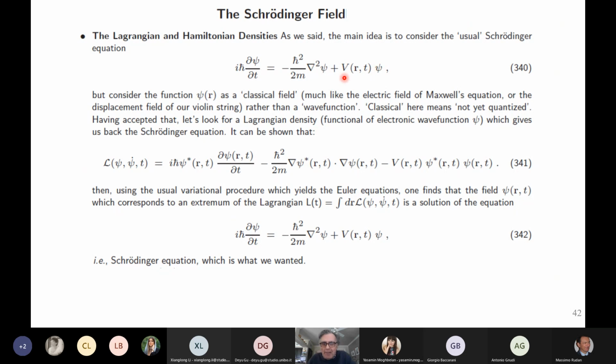Okay, let's forget that. We have to junk everything that we said so far. I will not interpret this as the time evolution of a state in a Hilbert space, but I will view it as a classical field.